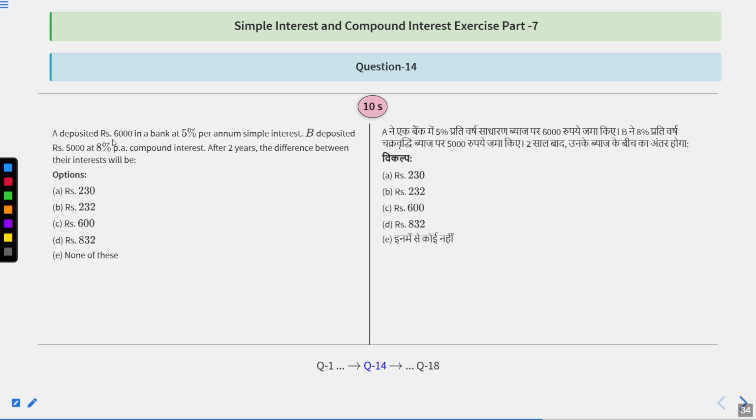A deposited rupees 6,000 in a bank at 5% per annum, simple interest. B deposited 5,000 rupees at 8% per annum, compound interest. After 2 years, the difference between their interest will be? You have 5 options and 10 seconds to analyze the question. Your time starts now. Now time's up. Let's see the solution.